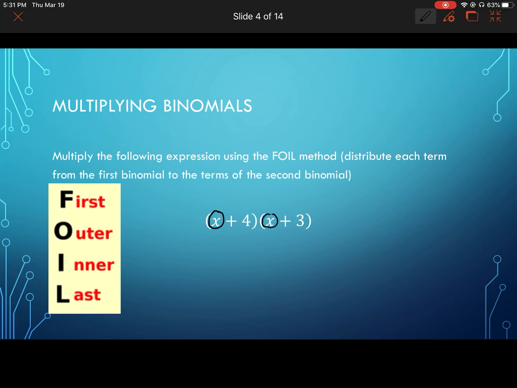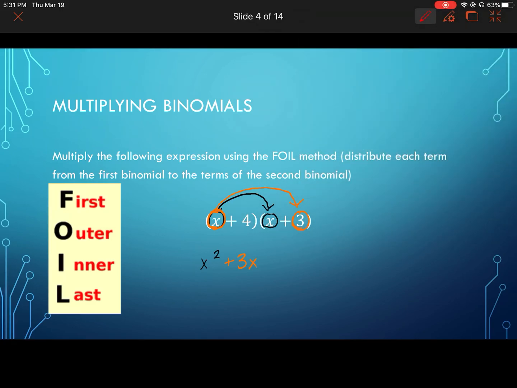So notice I've circled the first term in both binomials. So when you get to first, or the F in FOIL, it's going to be the first term times the first term. So x times x would give us x squared. O stands for the outer terms of the binomial. So let me switch colors here. We're talking about the outer term, the x and the 3, or positive 3. So we're going to multiply those next. That's the outer terms. So x times 3 would just give me a 3x.